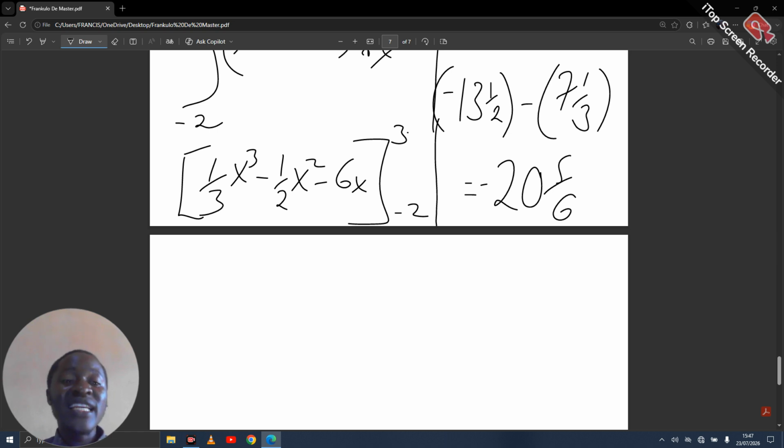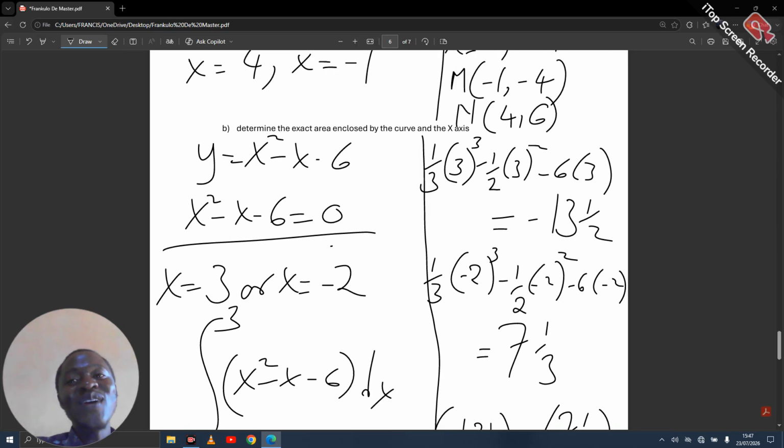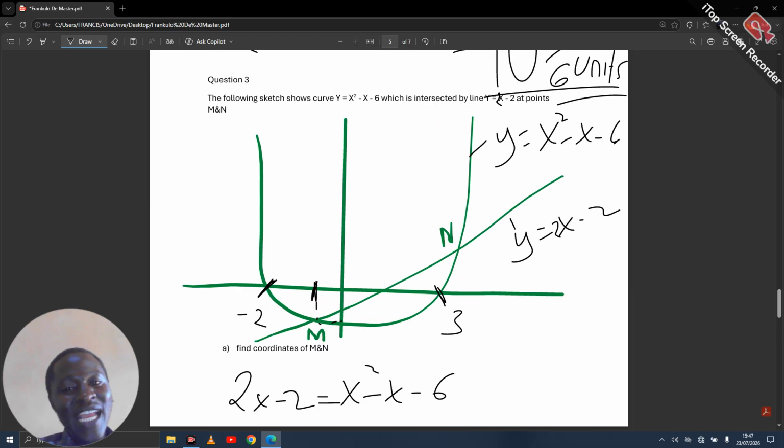So sometimes an examiner will test your knowledge capacity to what? To draw the sketch. He or she will want to see how your sketch looks. So make sure you know that one. Make sure you have that idea. And as you can see, it is true. Whatever we are being asked to get is this one, which is below the x-axis.